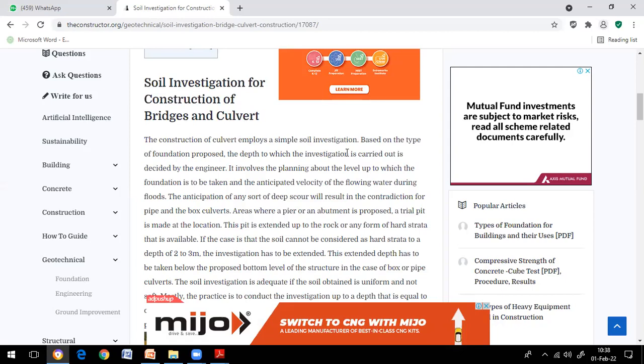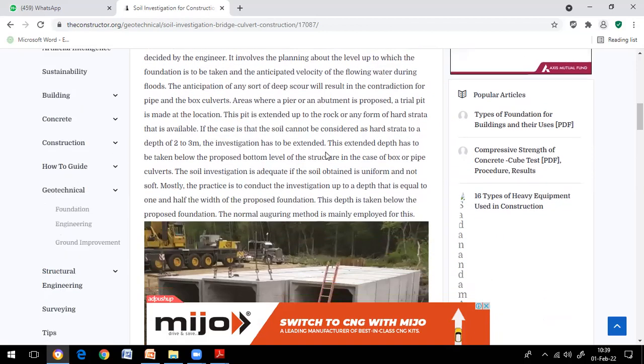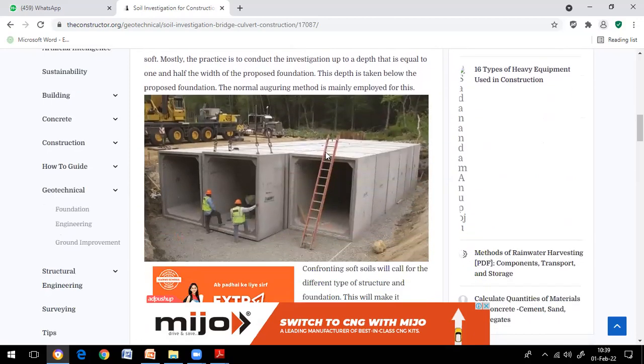If the soil cannot be considered as a hard strata up to a depth of 2 to 3 meters, still more investigation is supposed to be done. Usually we get shallow foundations within a depth of 2 to 3 meters from the ground level. If you are not getting any hard strata within 2 to 3 meters of depth, definitely you have to extend your investigation to reach the hard strata. Understand? These are very important soil investigations which you have to do before the designing of the bridges.